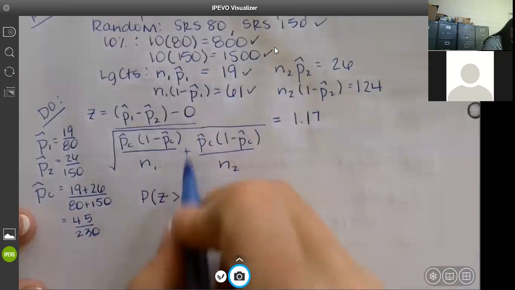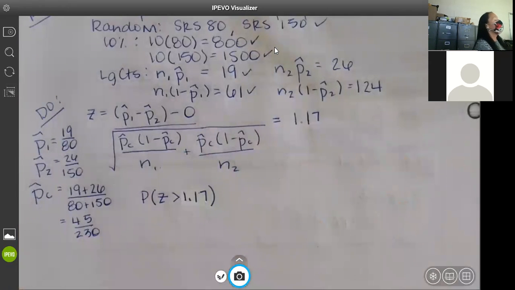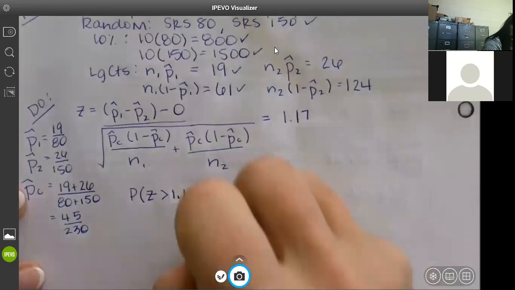1.17. And because it's two-sided, it doesn't matter which one you use. That's why it doesn't matter, okay? Now, if your alternate said greater than, then you use greater than in that statement. If your alternate said less than, use less than in the statement. All right, so then you can do your normal CDF.